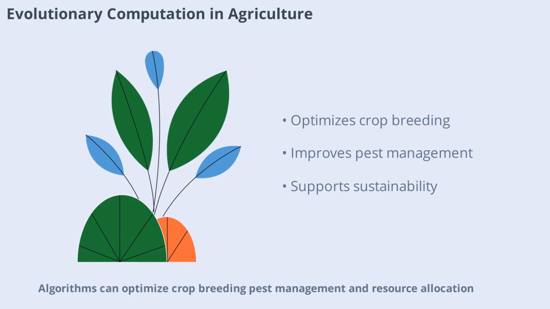Agriculture benefits greatly from evolutionary computation. Algorithms can optimize crop breeding, pest management, and resource allocation. By simulating different strategies, researchers can identify the best approaches for increasing yield, reducing costs, and minimizing environmental impact. This computational approach supports sustainable agriculture and food security.